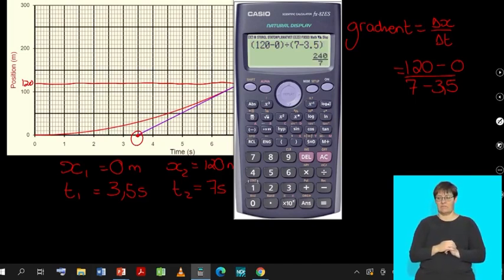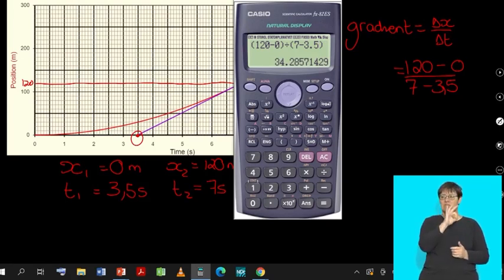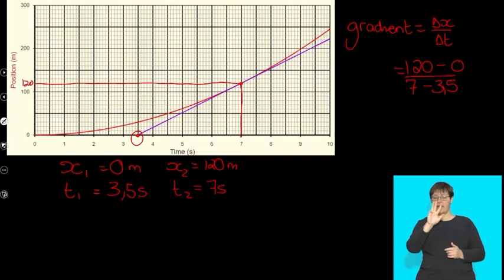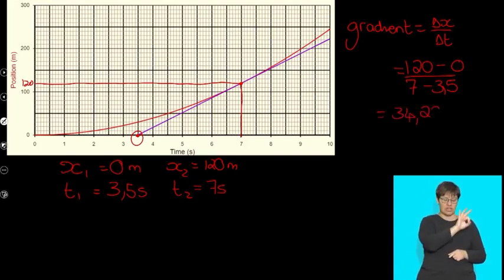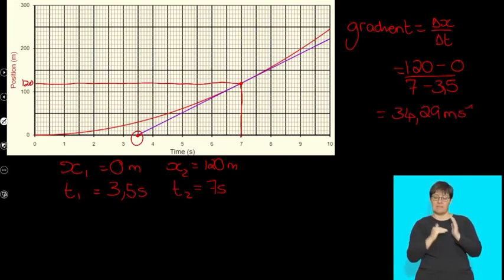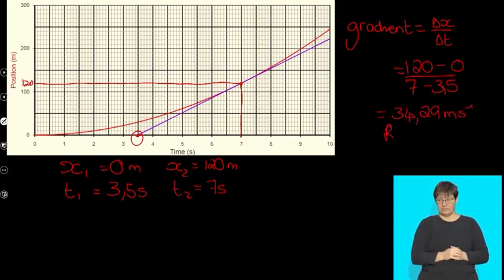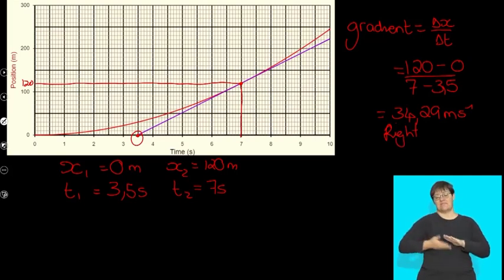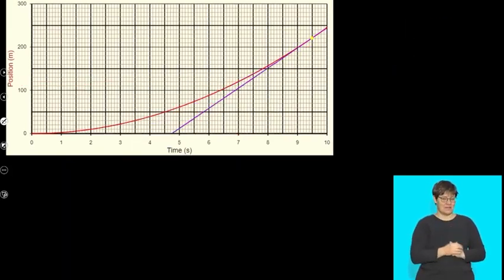Oh, and remember, we can't leave it as a fraction. So that gives me 34.29 meters per second to the right. It's a steeper gradient. It's going faster. It's what I expected. Okay. We could do the next calculation. We're going to run out of time, so I'm not. But we could do exactly the same thing here.